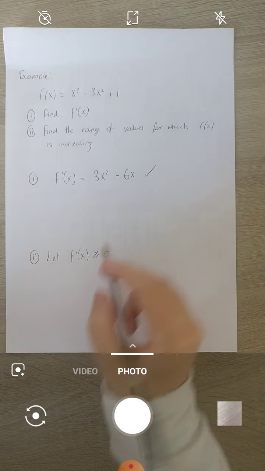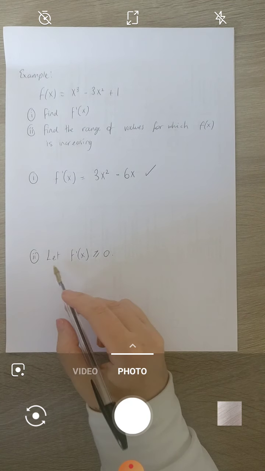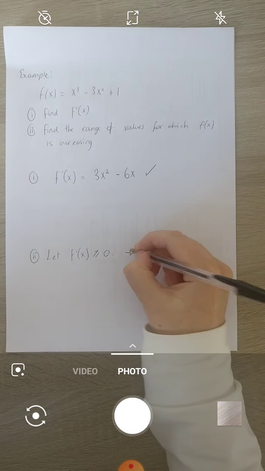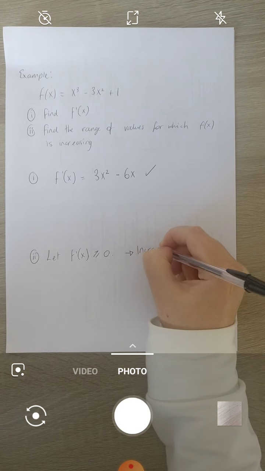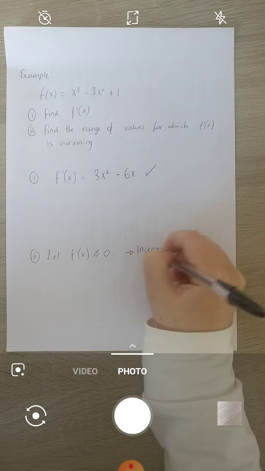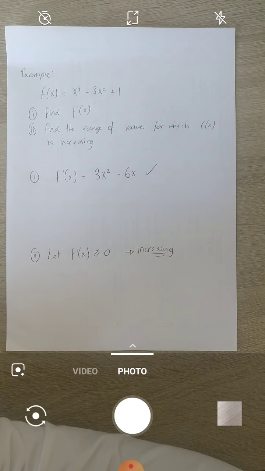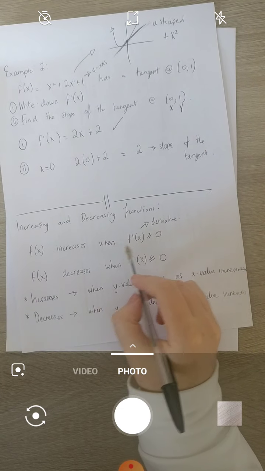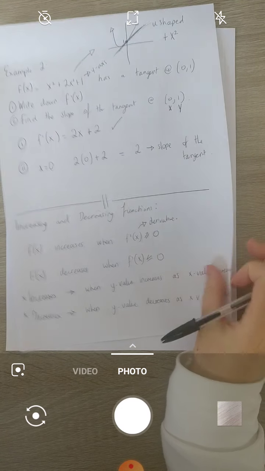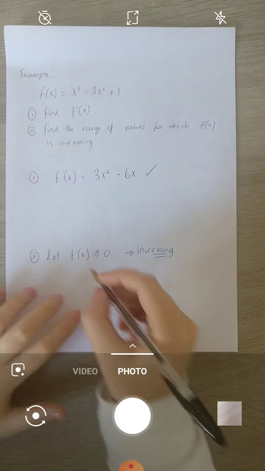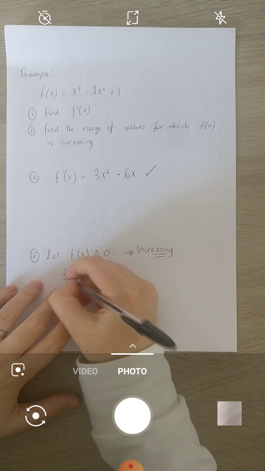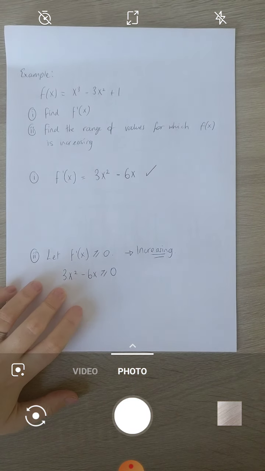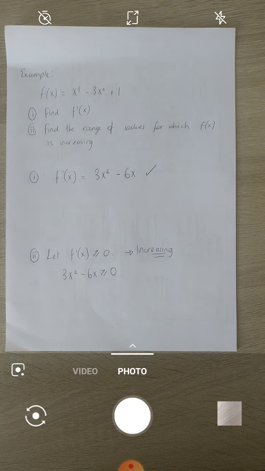What we're going to do then here, the reason we're letting f prime of x be greater than or equal to 0 is because the question asks find the range of values for when f of x is increasing. And if we go back, it says increases when f prime of x is greater than or equal to 0. So I'm going to do that. We found f prime of x in the previous part, which was 3x squared minus 6x, and I'm going to let it be greater than or equal to 0.